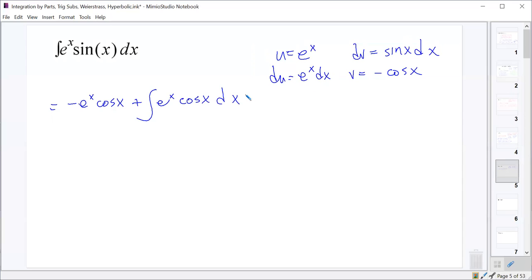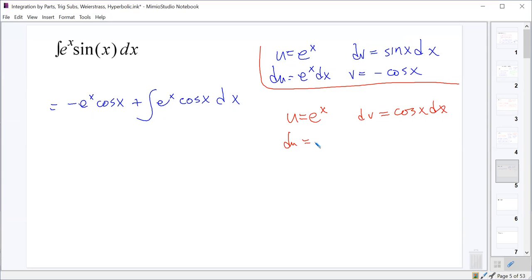Well, what's the problem that we've got here now? We've got an e to the x cosine x dx inside my integral, which is very similar to what I started with, right? And it's going to require us to use what? Integration by parts to deal with it. Wouldn't this repeat infinitely with the cosine x? Well, let's see what happens. Let's not get ahead of ourselves. u equals e to the x, and dv would be cosine x dx.